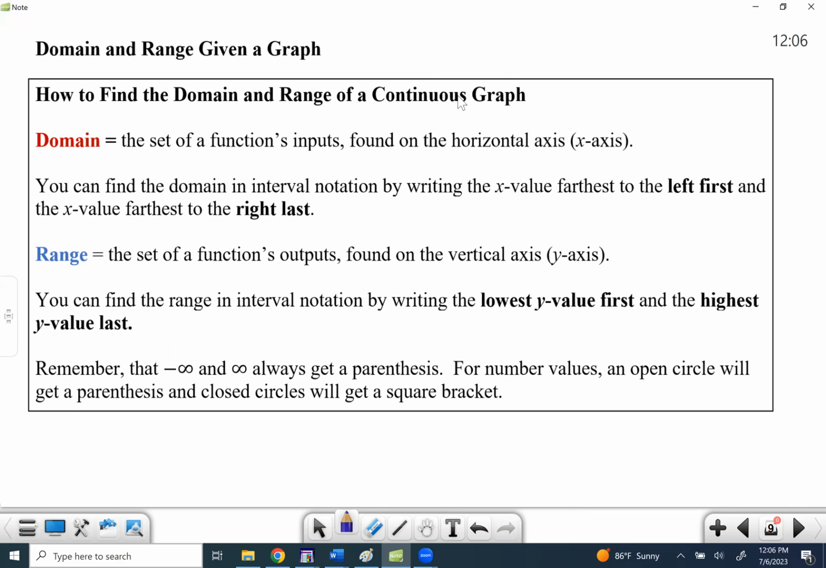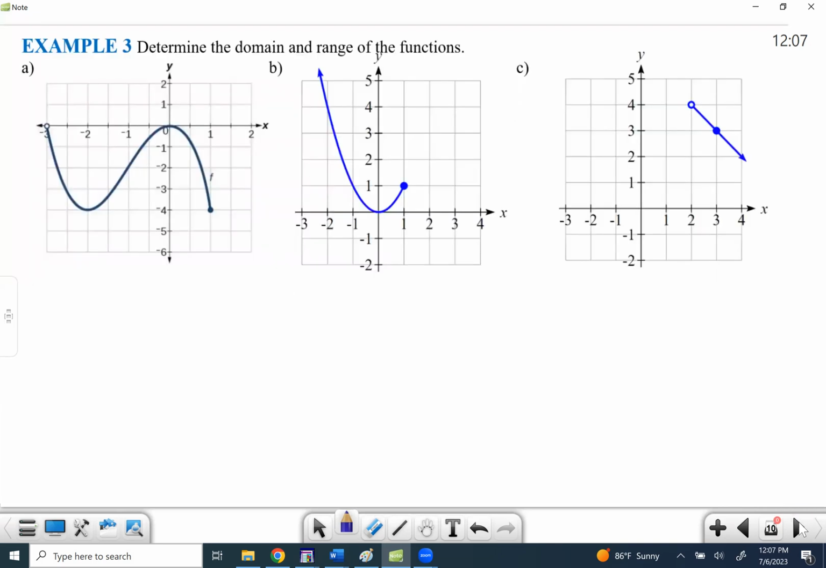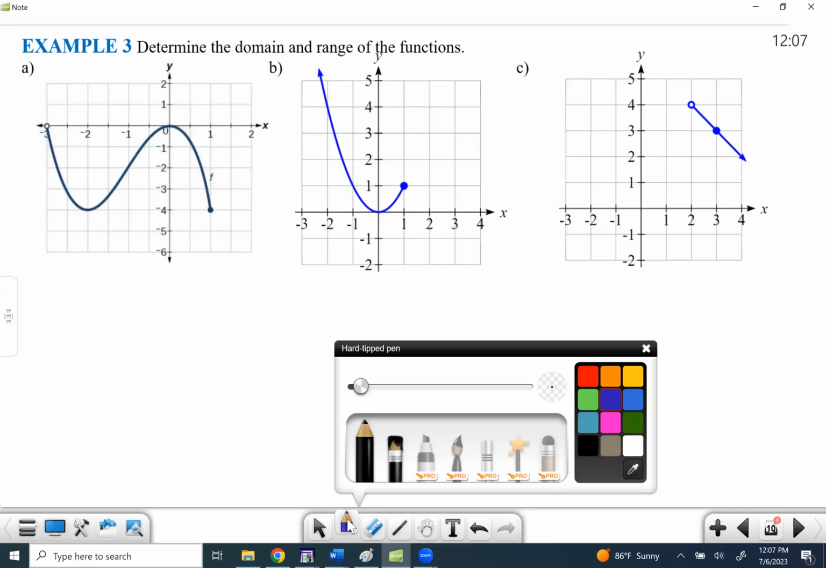Graphs can get more complicated, but let's say we only have a continuous graph, which means it's all connected, you guys. You don't have jumps in it or vertical asymptotes or something, okay? All right, and remember that negative infinity and infinity always get a parentheses, okay? Oh, and right here, for number values, an open circle will get a parentheses and closed circles will get a square bracket. Okay, so let's go ahead and try this, okay?